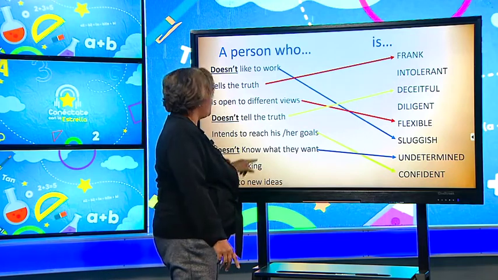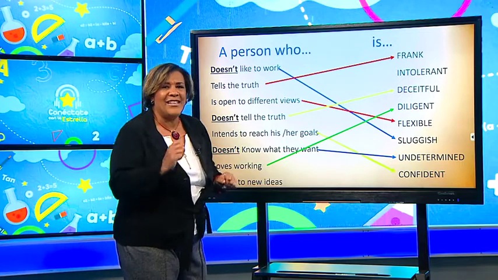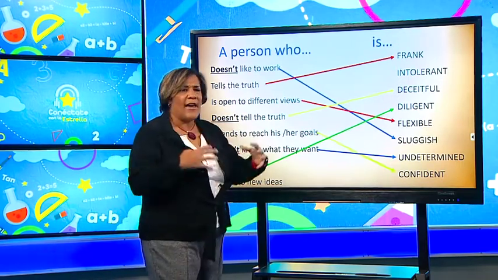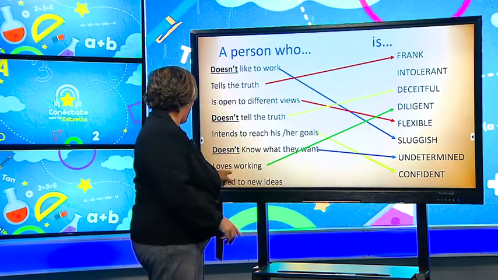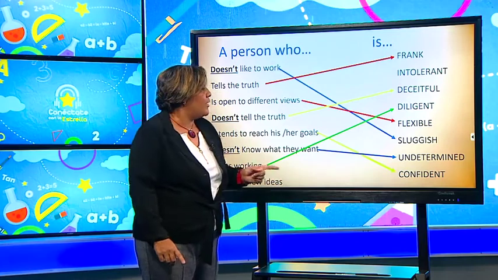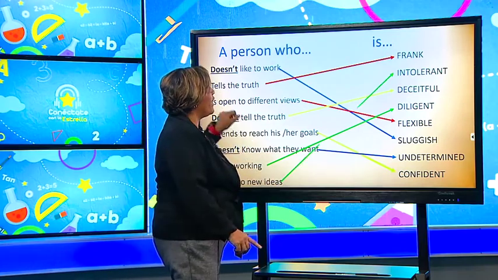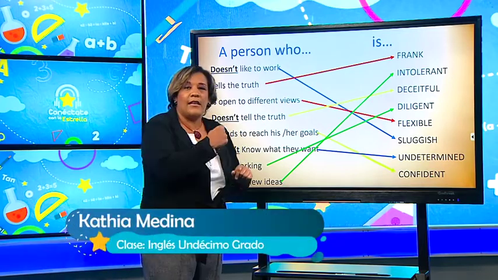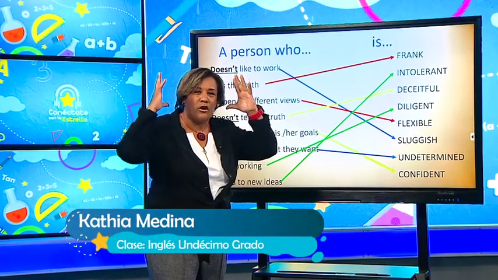A person who loves working is diligent. My mother used to use that word a lot. Diligent, a person who finds ways of doing things. And a person who is closed to new ideas. They are not flexible. They are intolerant, and that is the person with the big padlock on their head.